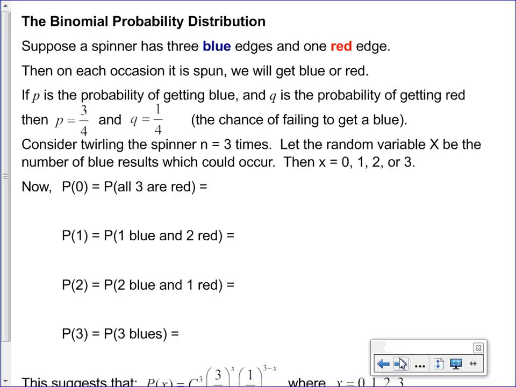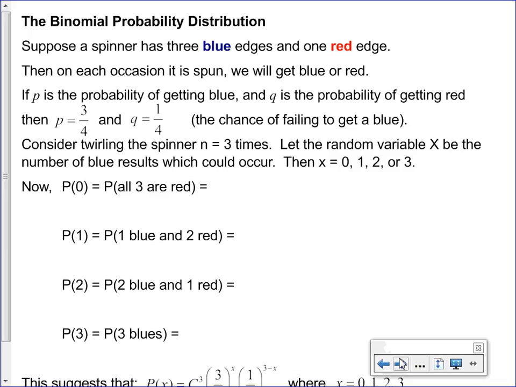Here we go. Once upon a time, you have a spinner. It has 3 blue edges and 1 red edge. On each occasion that it's spun, you'll either get a red or a blue. So if P is the probability of getting blue, that's success, right? Then Q would be the probability of getting red. So the probability P is 3 over 4, and Q is 1 over 4.